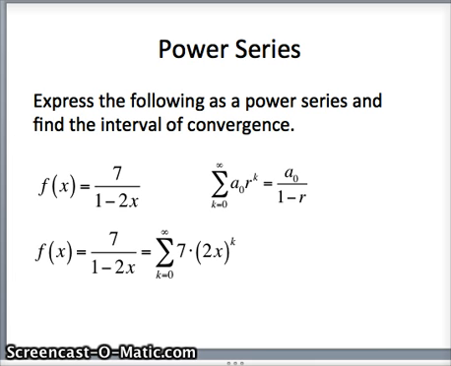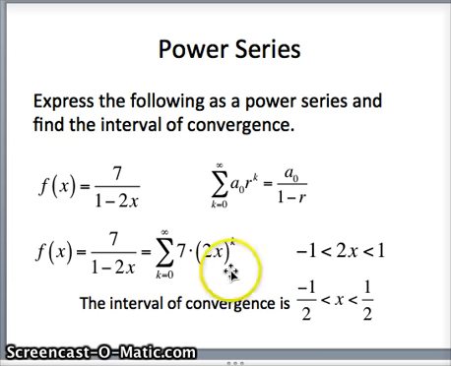So here's where we are. 2x is my common ratio. I want 2x to be between -1 and +1. Dividing both sides by 2 tells me that from -1/2 to +1/2, the common ratio will indeed be acceptable, and that is my interval of convergence. So we have our power series, and we have our interval of convergence.